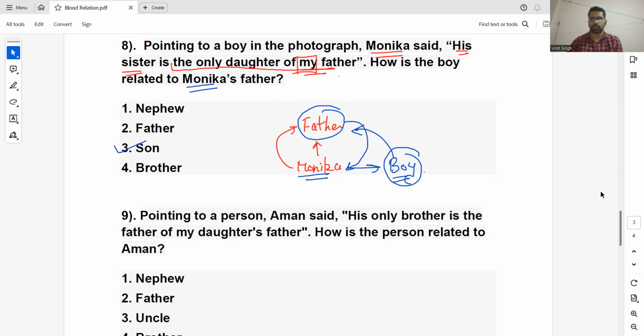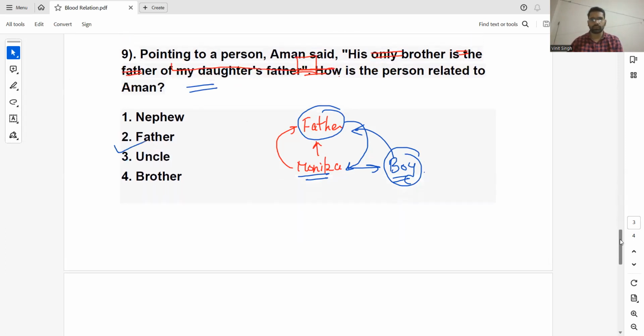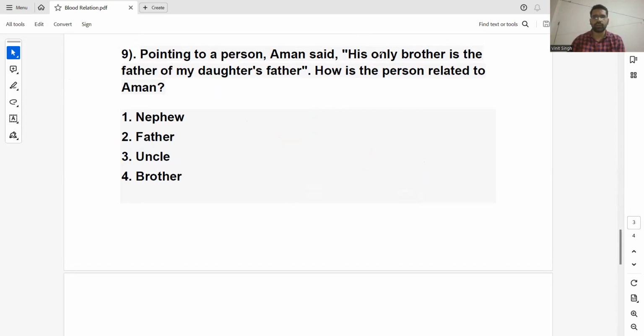Now, next question. Question number 9. Pointing to a person, Aman said, "His only brother is the father of my daughter's father." How is the person related to Aman? Same, we will start from "my". "My" is used for Aman because Aman said it.